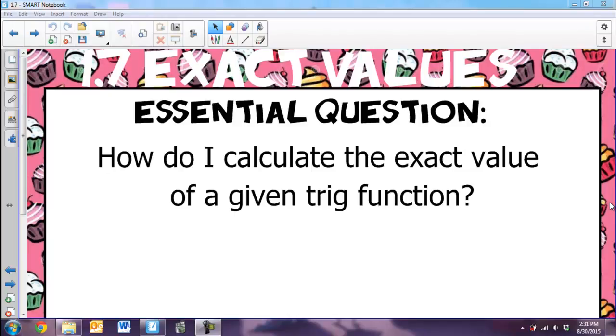Hey guys, today we are doing 1.7, which is about exact values. So we are going to be calculating the exact value of a given trig function.